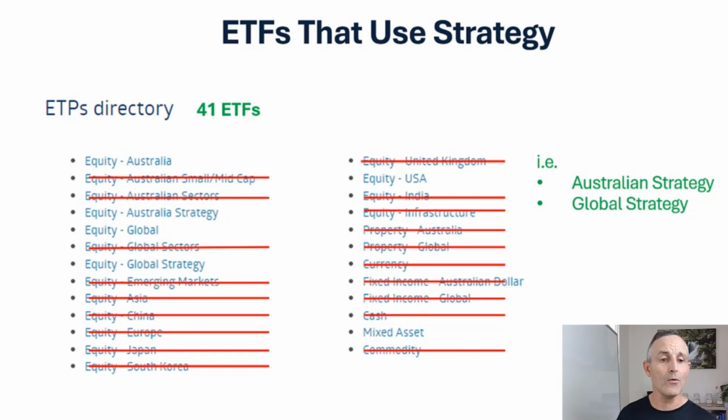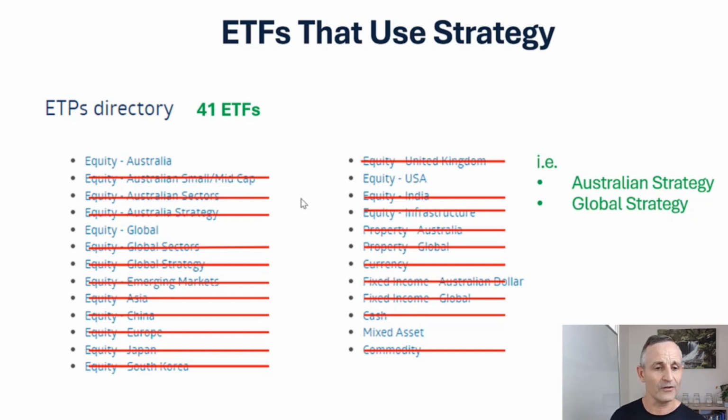So if we remove Australian strategy and if we remove global strategy, that suddenly drops our exchange traded funds from 328 to 41 exchange traded funds left to deal with. So all of a sudden it's starting to become a little bit more manageable.